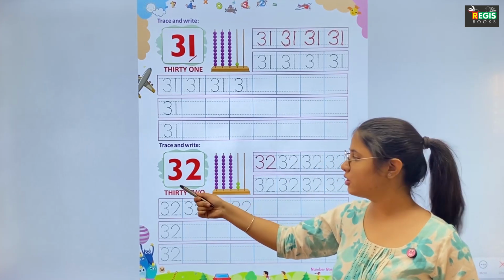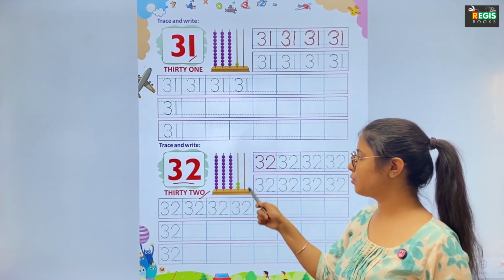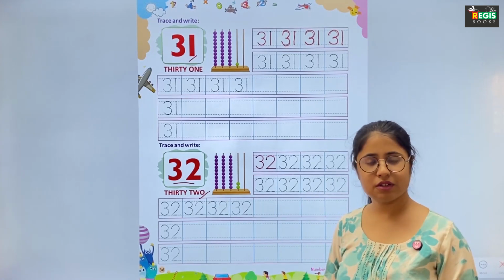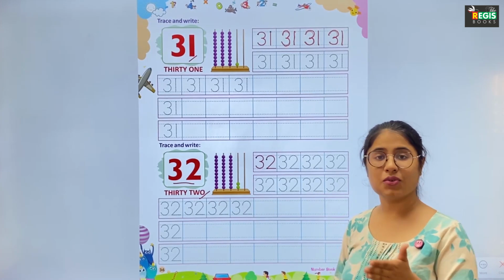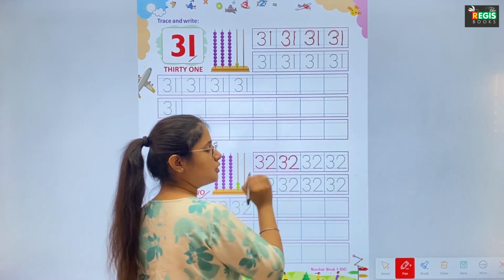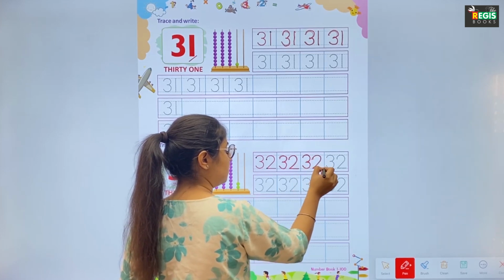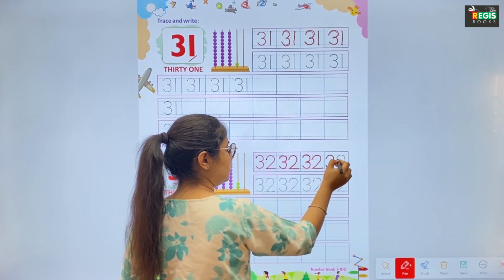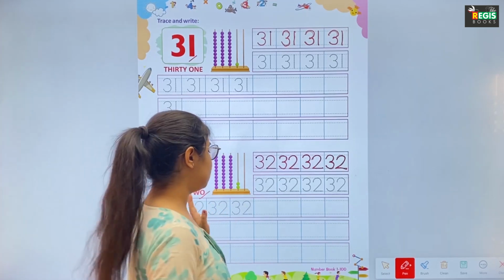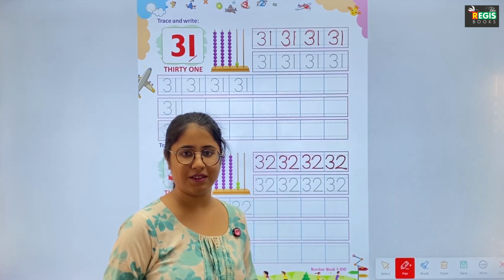Trace and write 3, 2, 32. These are total 32 dots. And we write the number 32 by writing 3 and 2 together. 3, 2, 32. And similarly आप rest of the boxes में number 32 लिखकर उसकी practice करोगे.